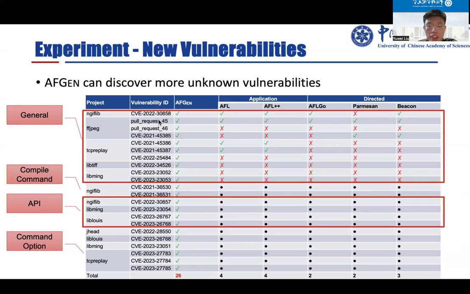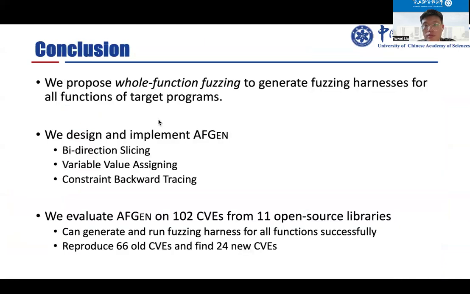The compile command type means the vulnerabilities that require additional compilation options to be triggered. The API type means the vulnerabilities that are triggered through the API instead of the application's entry point. And the command option type means the vulnerabilities that are triggered by specific command line options.